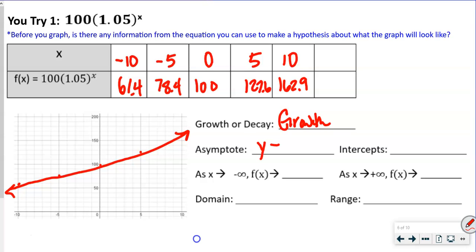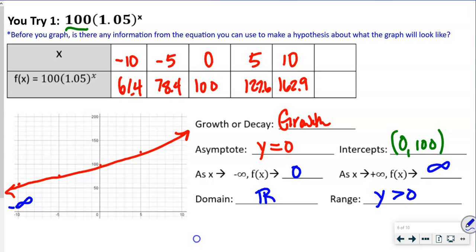So once again, this is going to be y is equal to 0. Remember, our intercept is right here, so that's going to be 0, 100. And as x approaches the left of our graph, negative infinity over here, the graph is going to approach 0, right? Because this is a growth function. And as we go right, it's actually going to approach infinity. So our domain, again, is going to be all real numbers, and our range is going to be y is greater than 0, okay?